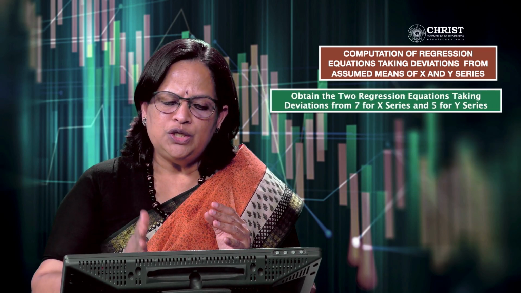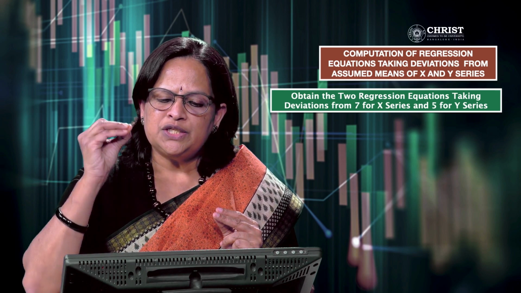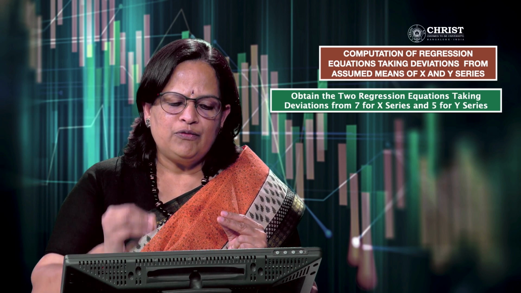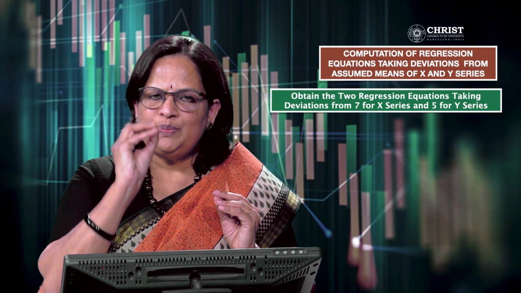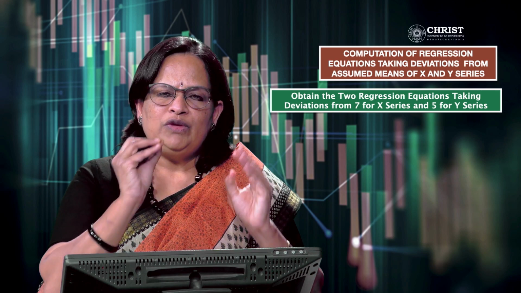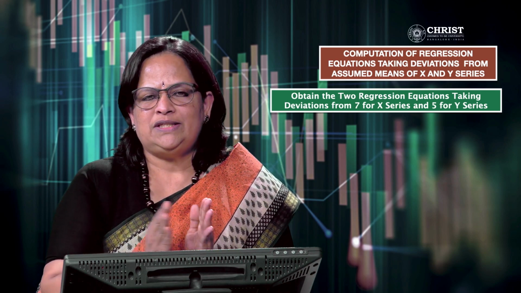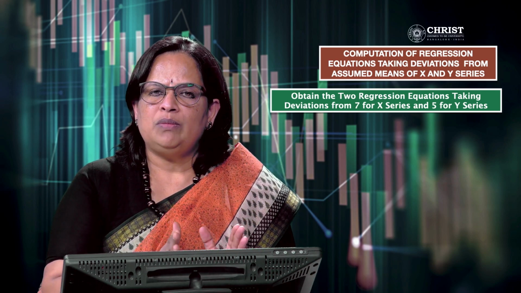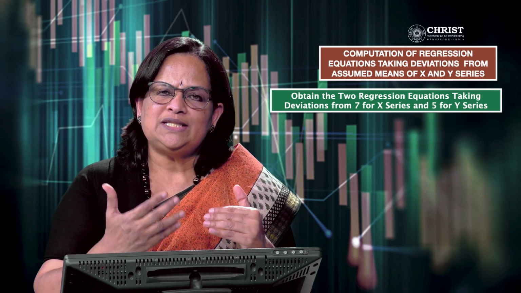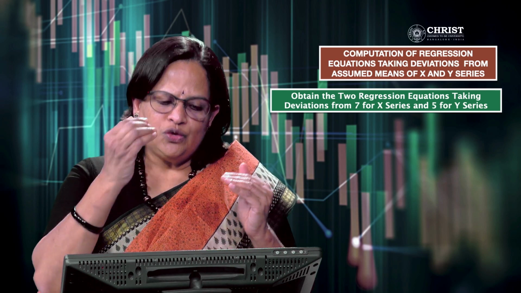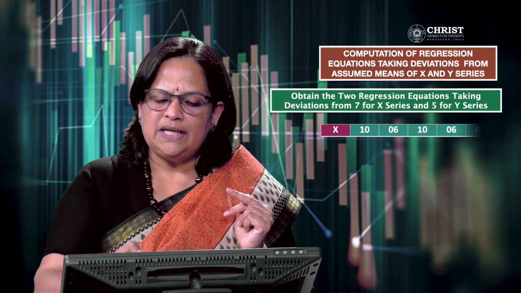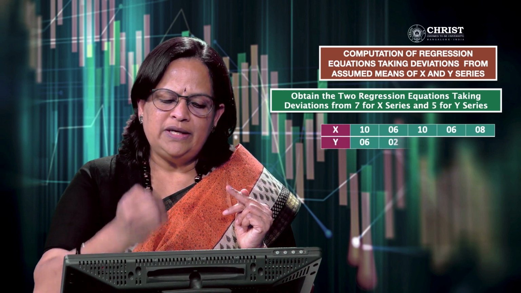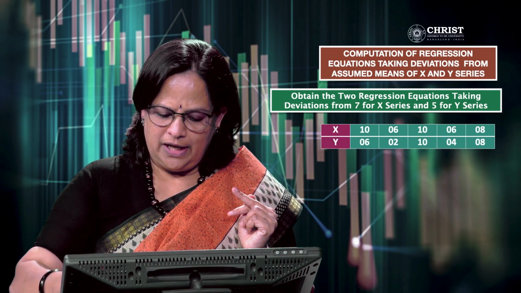Now, first problem we will do. From the following data, obtain two regression equations taking deviations from 7 for x series and 5 for y series. You have to remember that some problems will specify the value of assumed means, which you have to use for x series and y series. Here it is mentioned. Some problems will not mention that, so you can select the value according to your choice. So values of x and values of y. Values of x are 10, 6, 10, 6 and 8. Values of y are 6, 2, 10, 4 and 8.